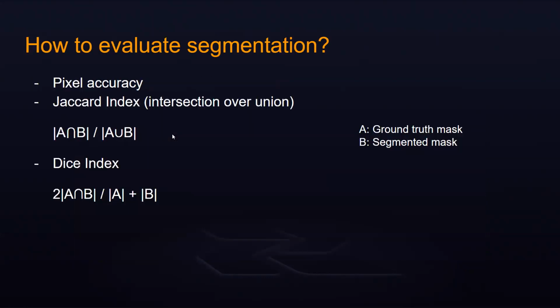To evaluate segmentation, different measures are used. The first one is pixel accuracy, and the other more complicated indexes are the Jaccard index and the Dice index. I won't go into the details, but as you can see, they can take values between 0 and 1, where 0 means there is no overlap between the ground truth mask and the segmented mask, and 1 means a perfect and complete overlap between the ground truth mask and the segmented mask, the perfect segmentation.